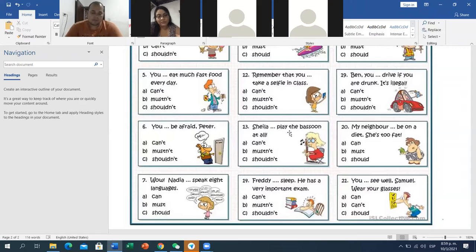Ese se llama, lo acabo de buscar porque no me salía el nombre en inglés, el nombre del bassoon, ¿cómo se llama? Fagot. Nunca he visto un fagot, pero lo busqué, el bassoon, what it means fagot, bassoon. Excellent, very good. Lorena Alonso.